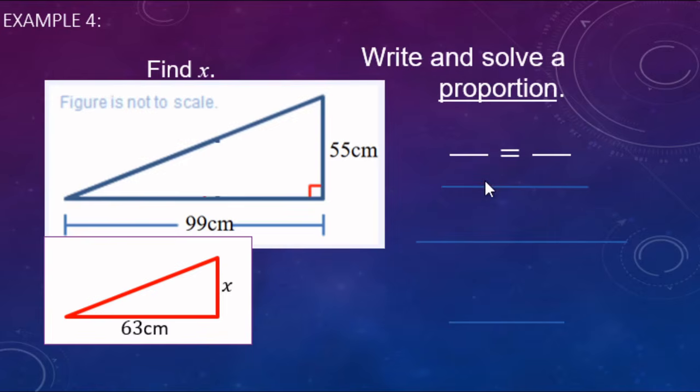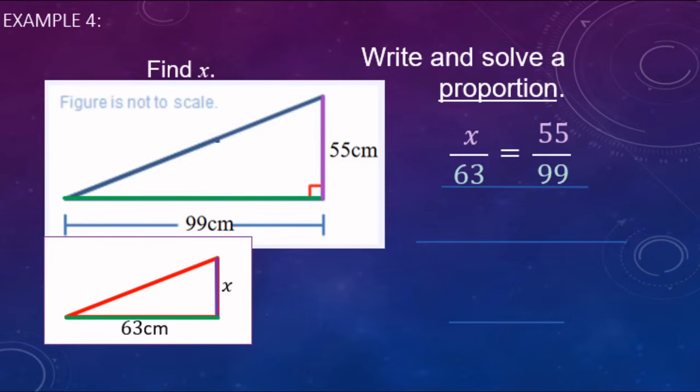So this first ratio, it'll go with the small triangle. So the triangle that was red there. So x for the vertical side, and then 63 for the green, the horizontal side. So there's our first ratio with the small triangle, and then our other ratio will go with the big triangle here. So the two sides that we'll use is the 55 and the 99, so 55 over 99.